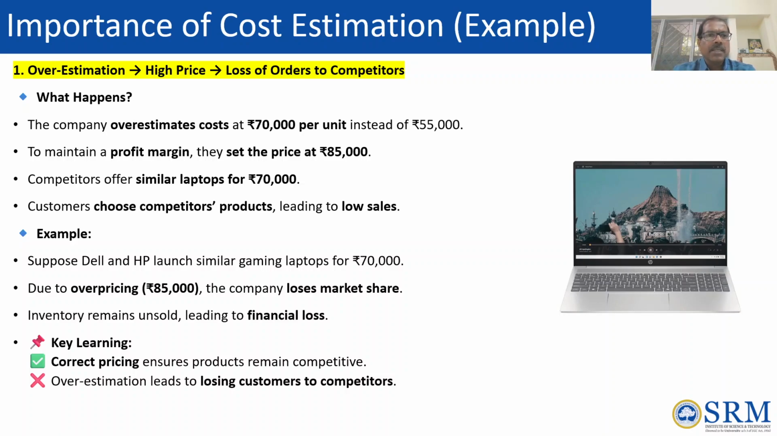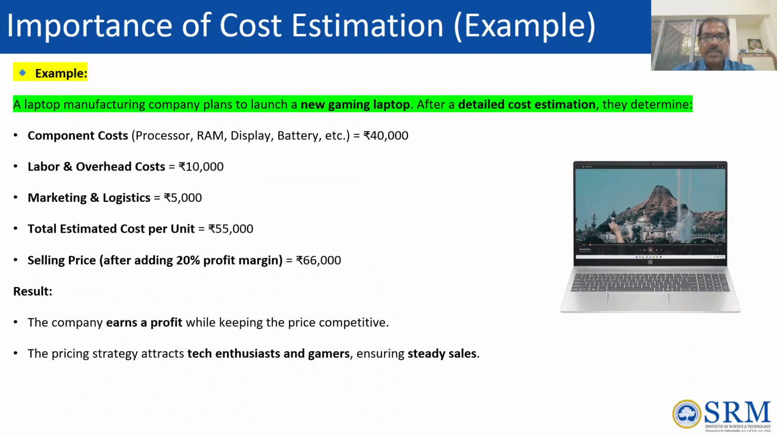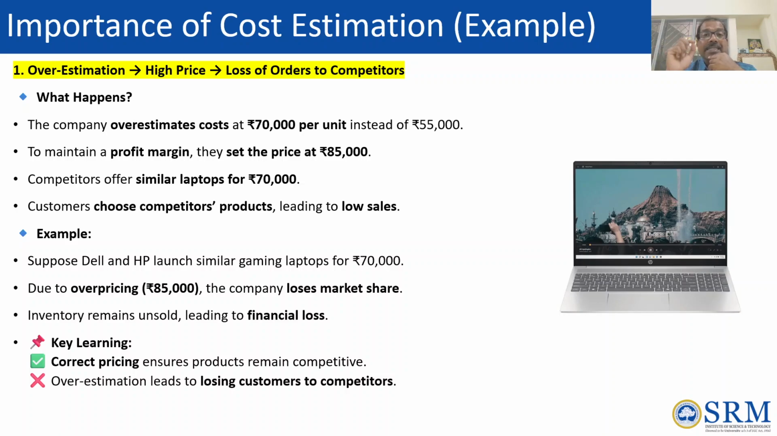So what happened? The company overestimates the cost: if they estimate 70,000 per unit instead of 55,000. Previously we discussed a price like 55,000. So instead of 55,000 total estimated cost per unit, if they are setting 70,000 per unit, and to maintain the profit margin of 20% or so they are telling it's 85,000, then competitors offer similar laptops for 70,000. The other brand is ready to sell for 70.